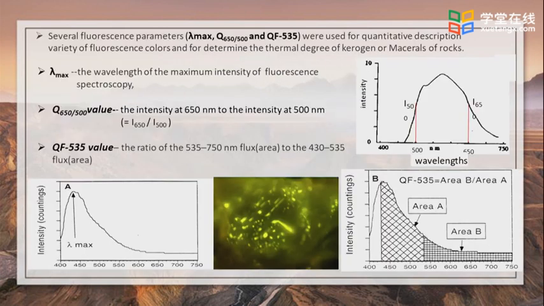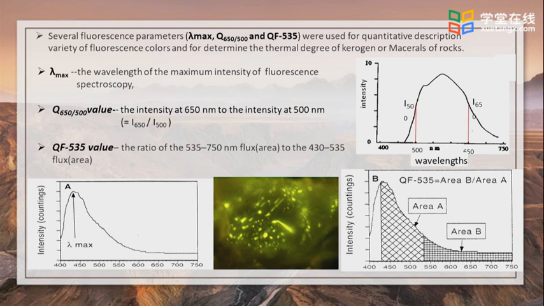Several parameters like Lammax, Q 650/500 and QF 535 were used for quantitative description, variety of fluorescence colors, and also for determining the thermal degree of kerogen or materials of rocks. So the Lammax here, as you see in the chart in the left part, is the maximum intensity of the fluorescence spectroscopy.